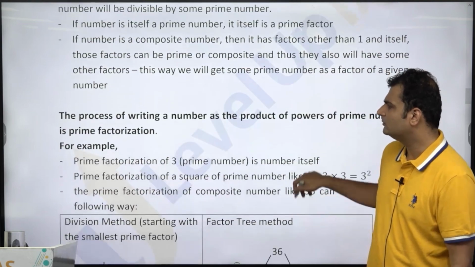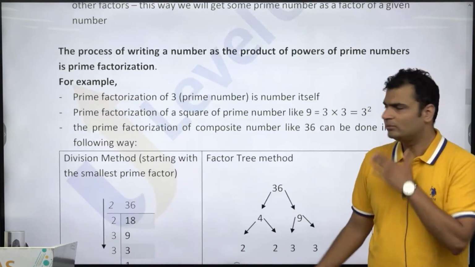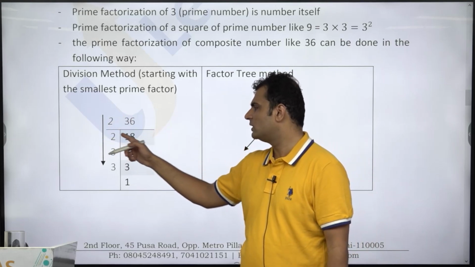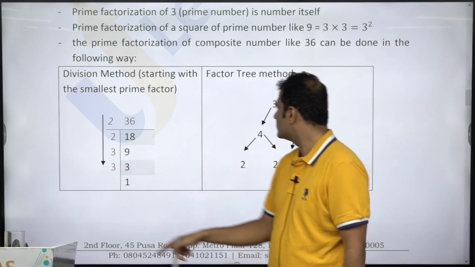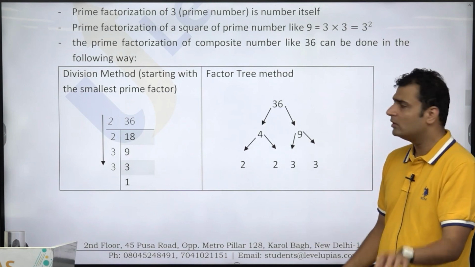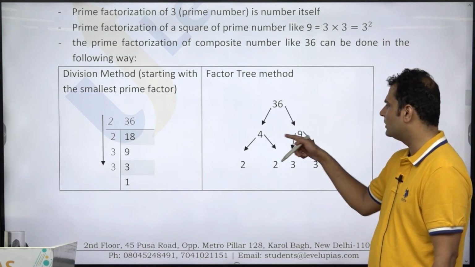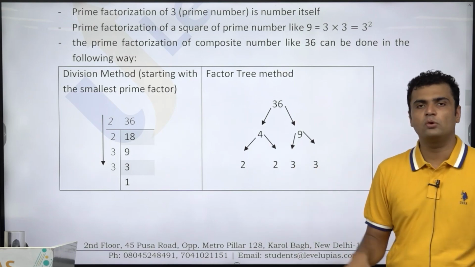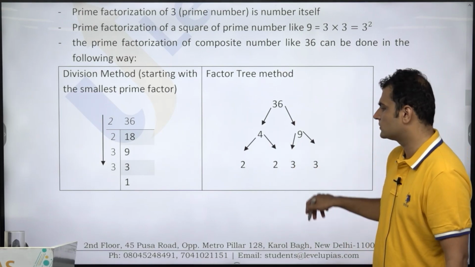Process क्या है लिखने का? You can have this kind of process, that you divide this by the smallest prime number, then smallest, then smallest, and do this. और जो हमने अभी किया था, बड़े नंबर को छोटे छोटे करते जाओ और प्रोडक्ट लिखते जाओ. 36: 4 into 9, 4: 2 into 2, 9: 3 into 3. So 2 square into 3 square, that would be the prime factorization of 36.